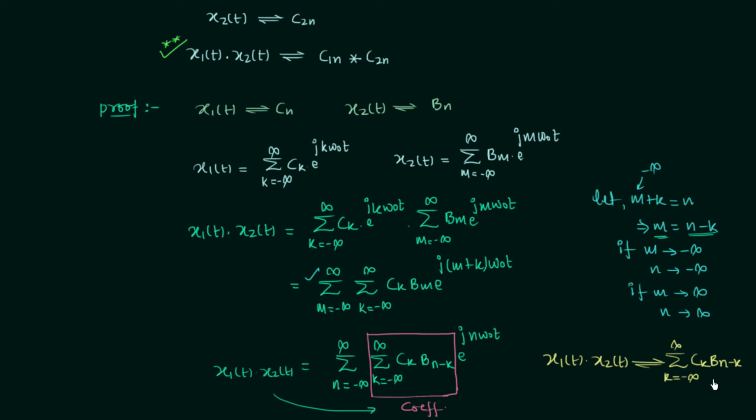And this is nothing but the convolution of discrete signals, and the signals are cn and bn. So we have the convolution of two signals, cn and bn, and they are the coefficient of x1(t) and coefficient of x2(t). So in this way, we have easily proved the multiplication in time property of Fourier series expansion.